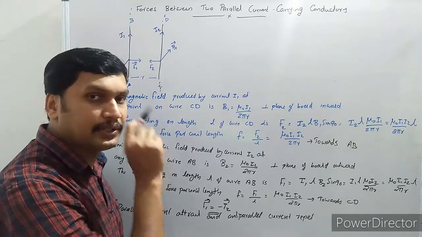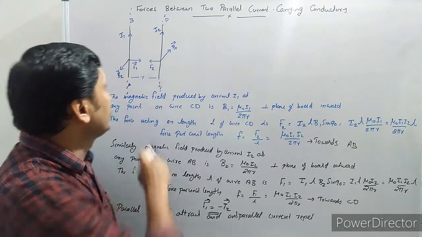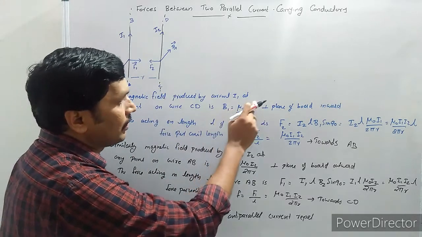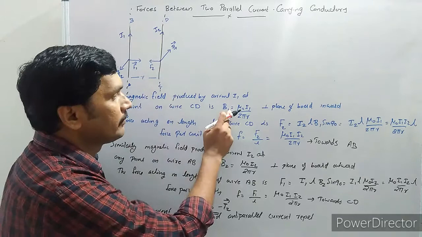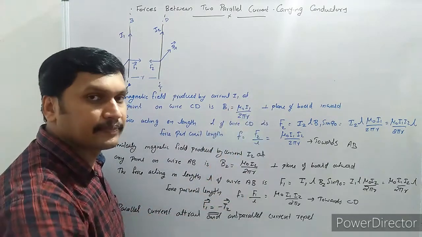We know the magnetic field produced by a straight line conductor is equal to mu 0 into current by 2 pi r. Here the current is I1, so mu 0 I1 by 2 pi r. The distance to the conductor CD is r.